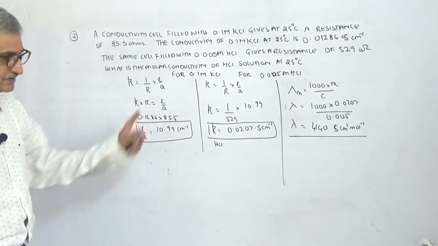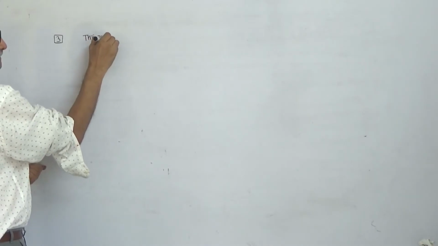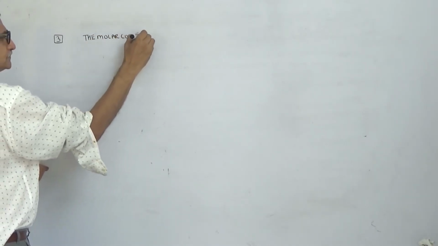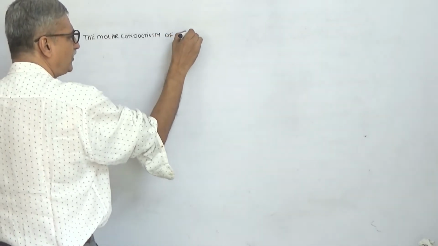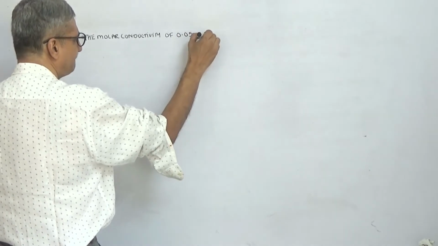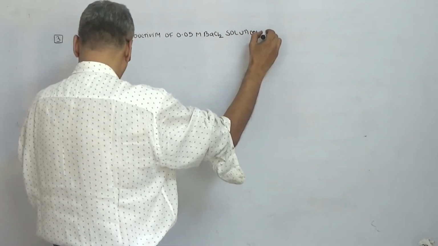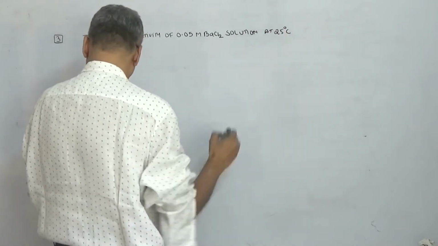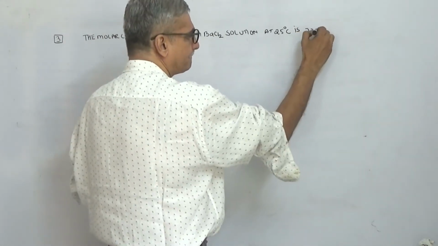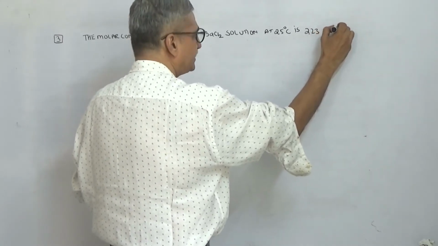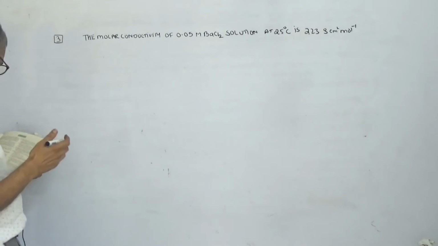So this was the second sum. Just have a look at it. The molar conductivity of 0.05 molar barium chloride solution at 25 degrees centigrade is 223 Siemens centimeter square per mole.